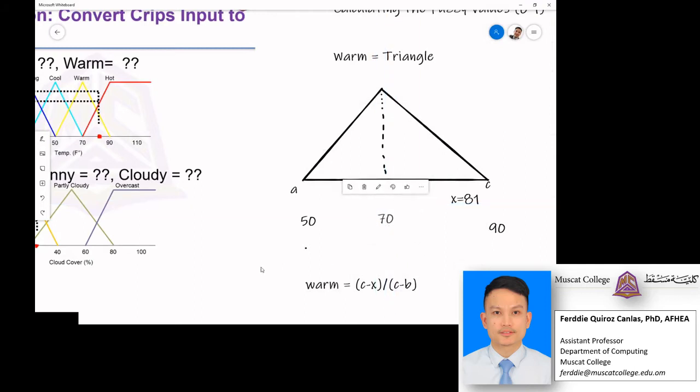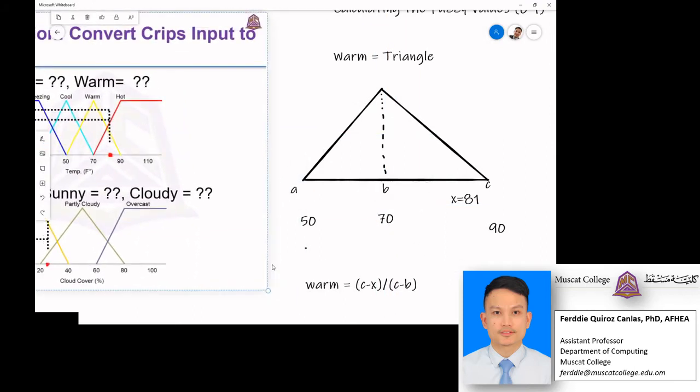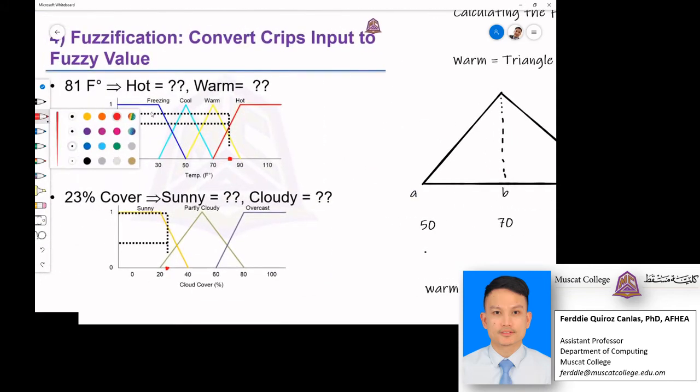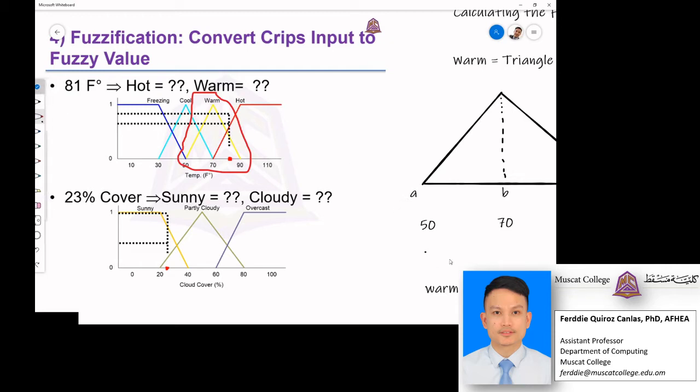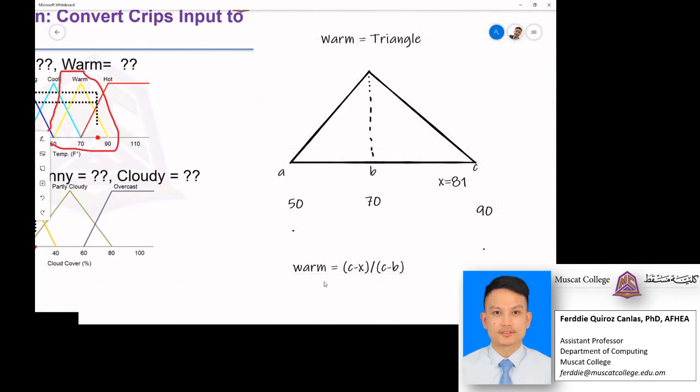Okay? So look at this. So we're calculating for the warm. So in this example, this is warm, okay? So warm will be 50, 70, and 90. So let's try to calculate the value of warm, which is X.